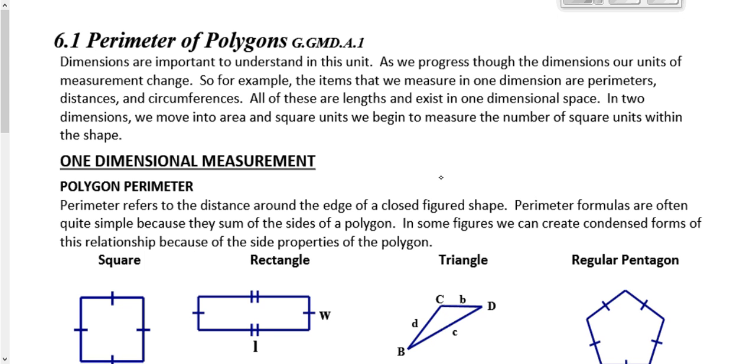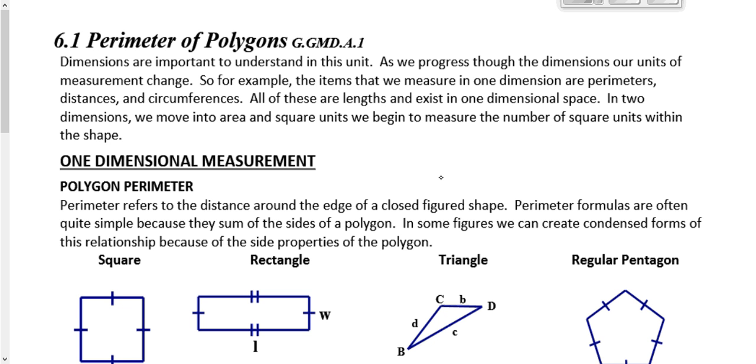Remember areas of polygons and circles. So please, one of the things that I find is that you guys come in here confused about the difference between perimeter and area. Okay? Perimeter is what, everybody? The distance around. Add up all the sides of the figure, right?